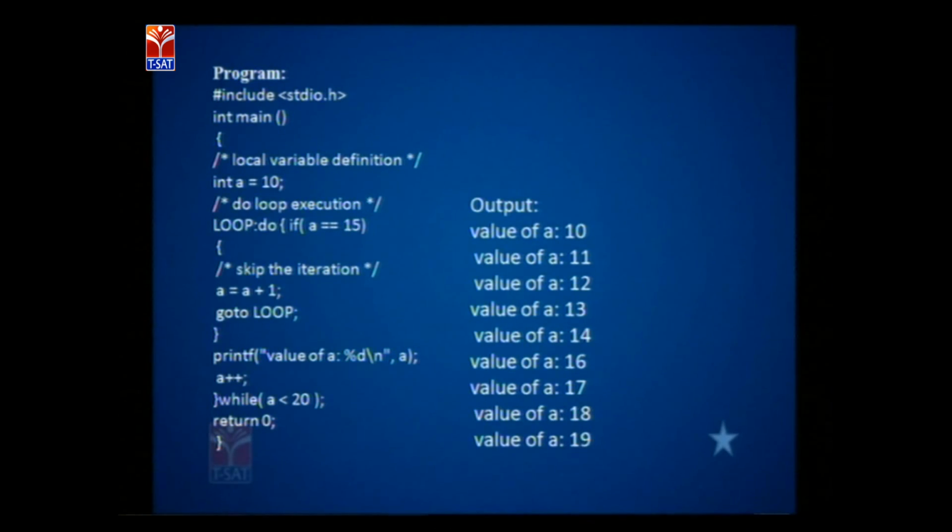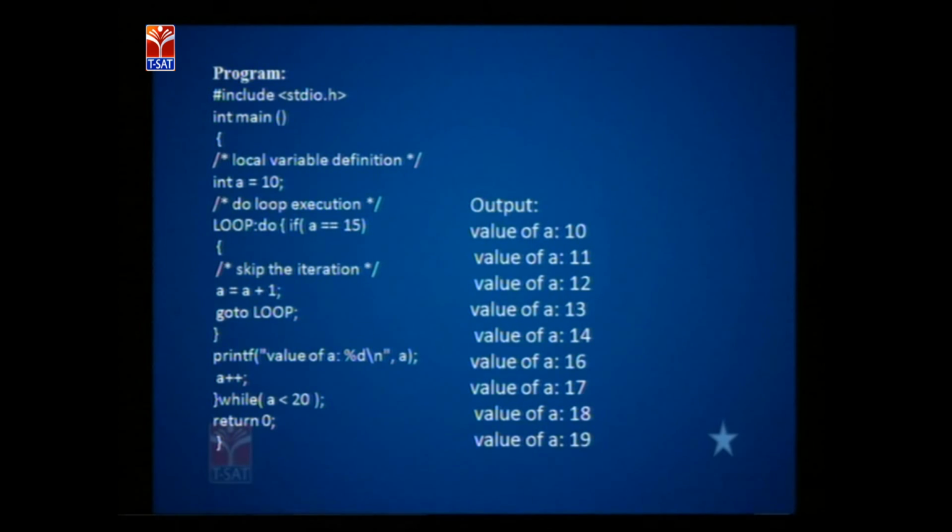And now let us have a look at the program of the go-to statement. Under a go-to statement, a value of 10 has been assigned to the variable a, and under the do loop execution we are continuing this process, and under the loop a condition has been given that a is equal to 15, which means that we need to skip the iteration where a is equal to 15.